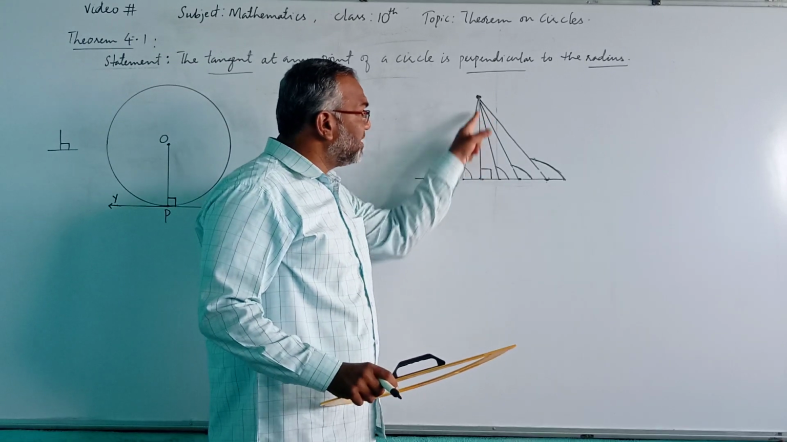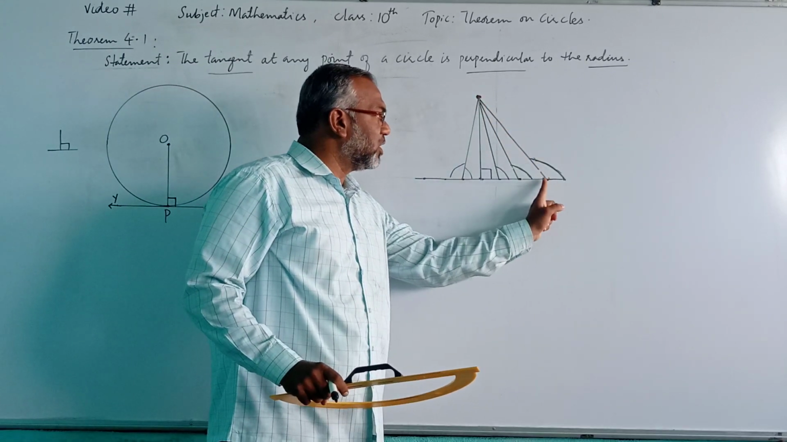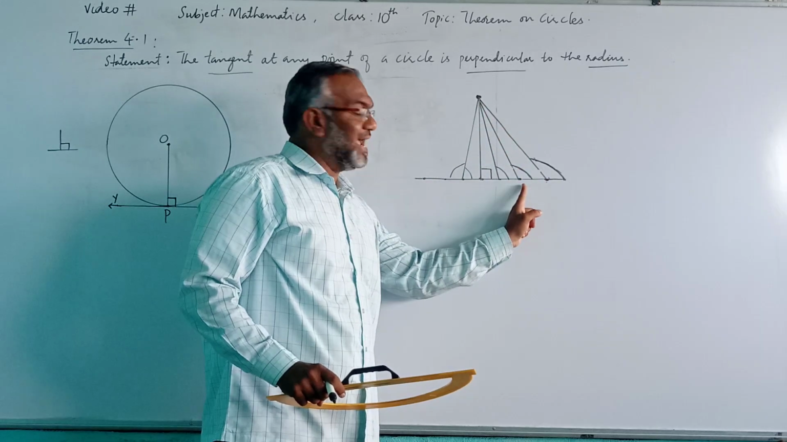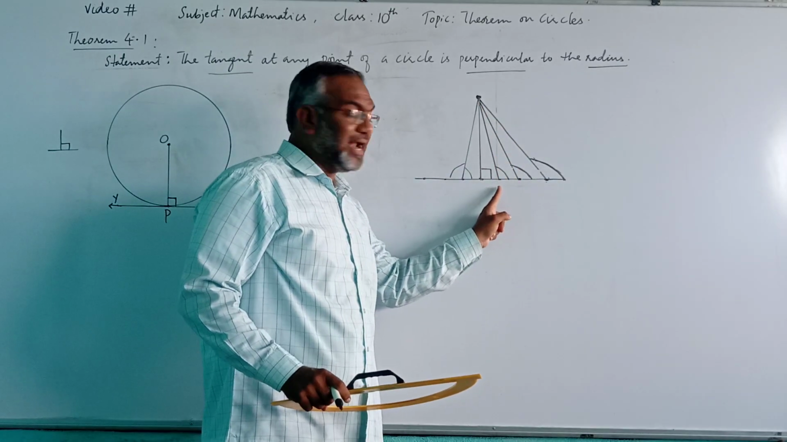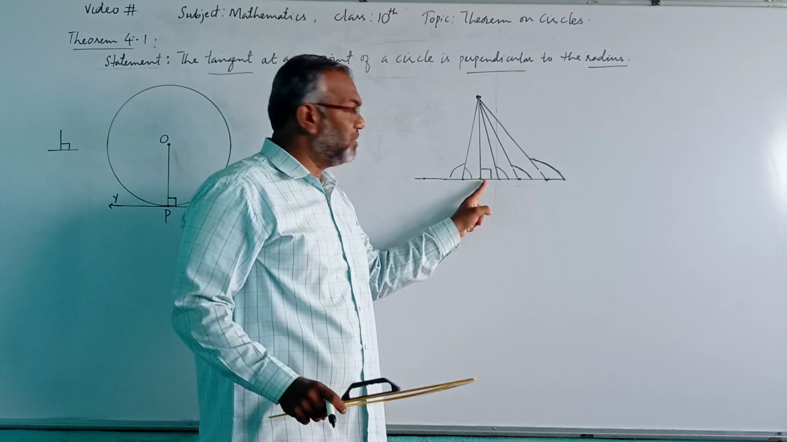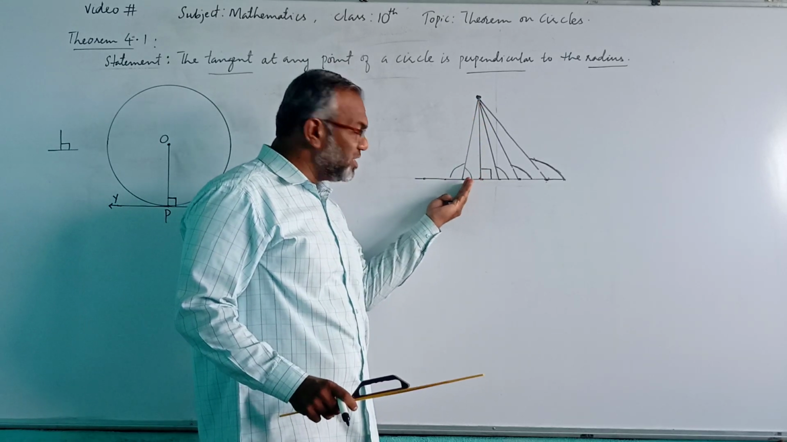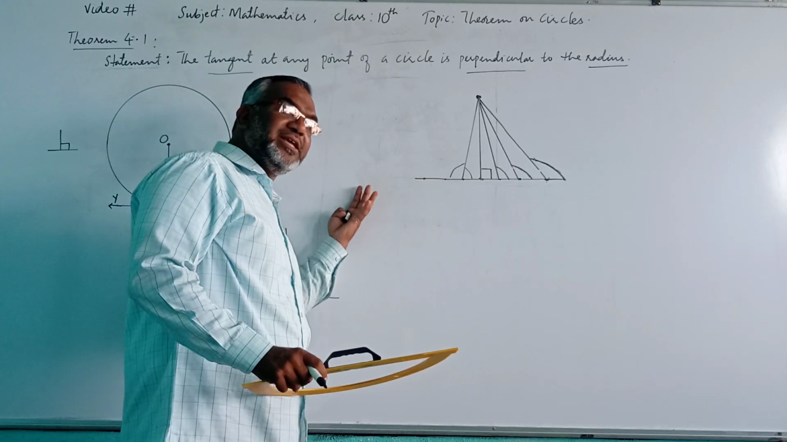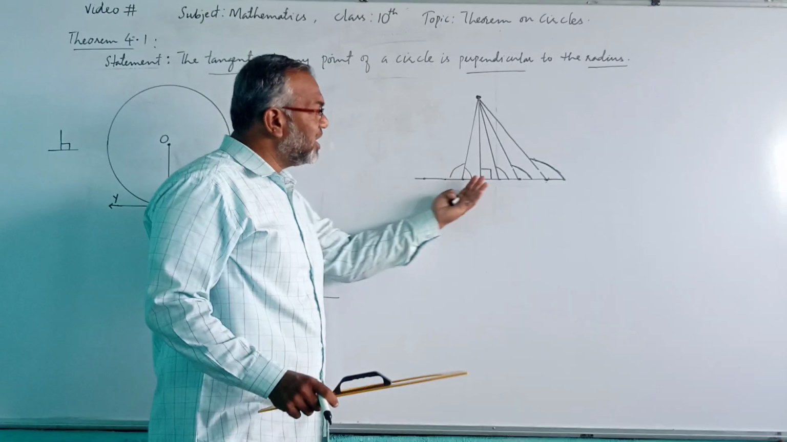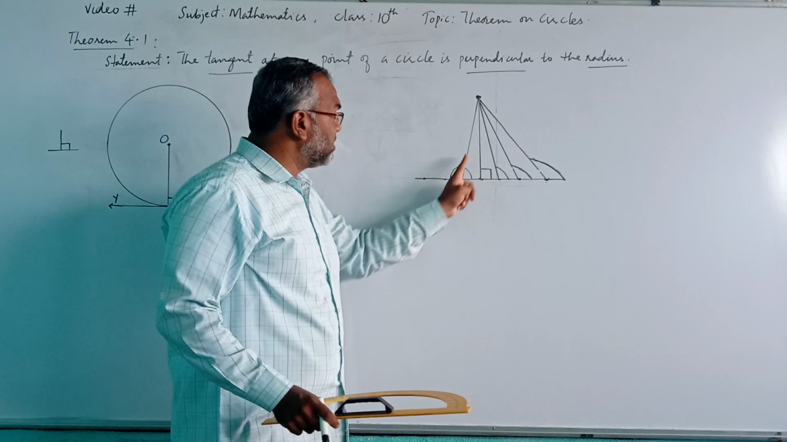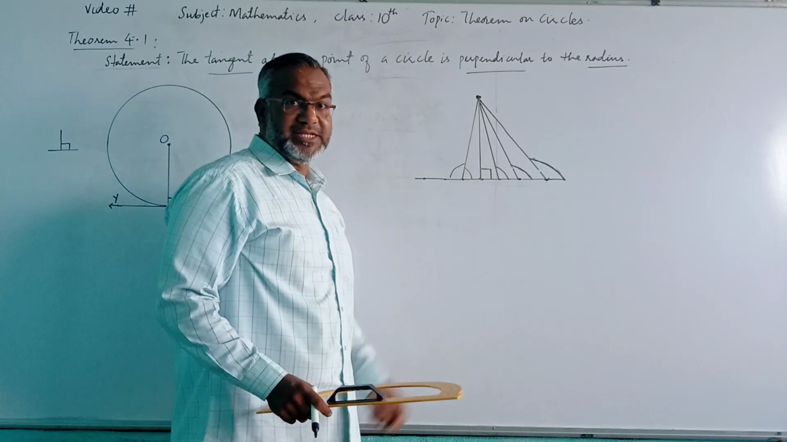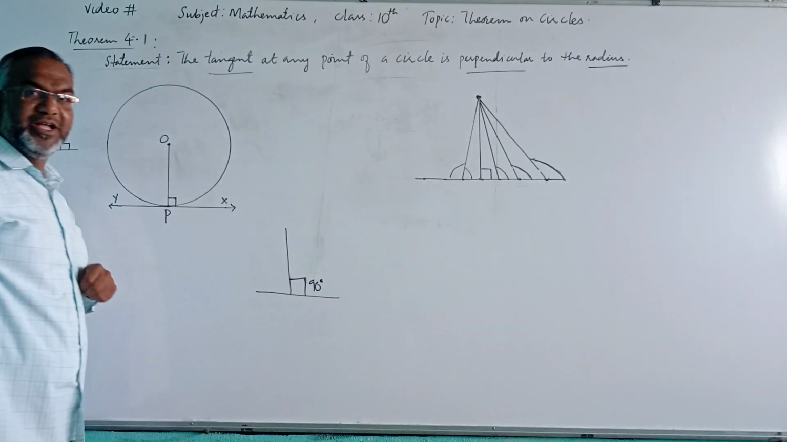The point which is at the shortest distance: this distance is more, this distance is less than that, this distance is less than that, and a point will come where the distance becomes the shortest, because if we move this side again, the distance is again increasing, and the angle is again decreasing on this side and increasing on this side. So this is the shortest distance. The same thing is happening here.